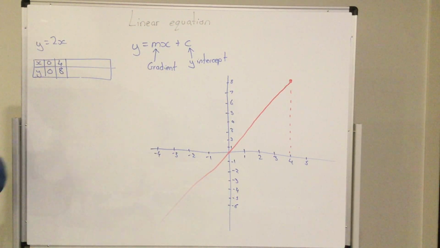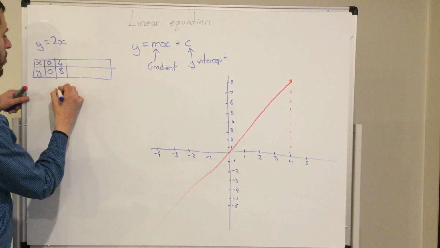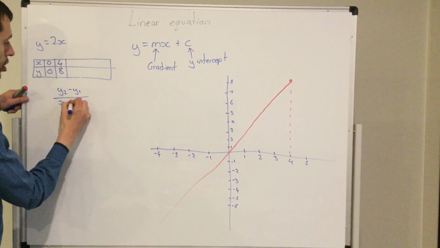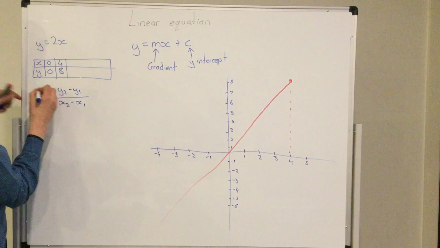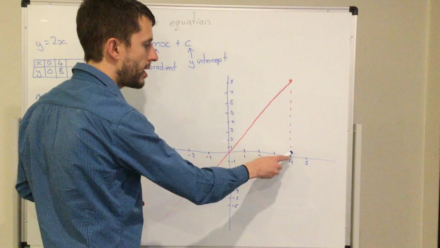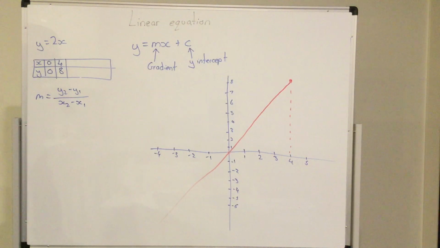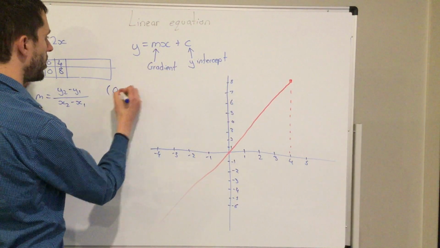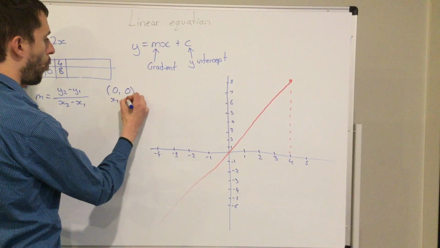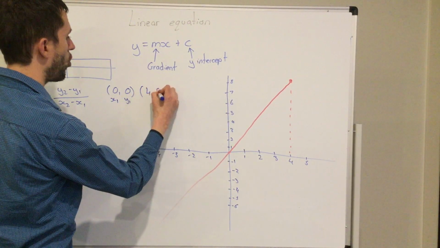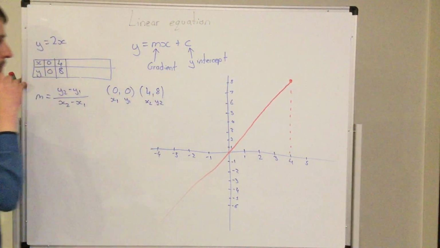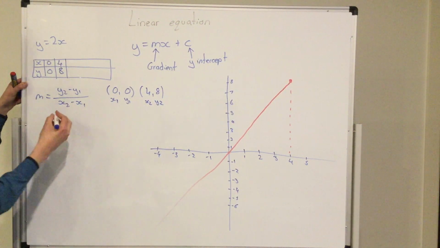If you remember from the previous video, we said to get the gradient, we go y2 take y1, divide it by x2 take x1, because that is the rise over the run. Let's double check that now. So I'm going to go 0, 0, so x1, y1, 4 and 8, x2, y2. I'll put that into my formula.